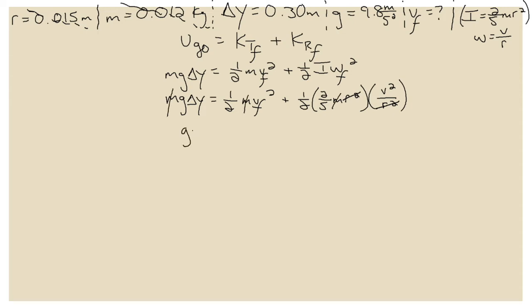And so what we're left over with is g delta y equals 1/2 v final squared plus, and now we just need to do some math with these fractions here. When you are multiplying fractions, you multiply the numerators, multiply the denominators. You get 1 times 2 is 2, 2 times 5 is 10. And that ends up being 2/10 v final squared. And I should really put a v final here too, probably. It's not a huge deal, but just to keep everything the same.